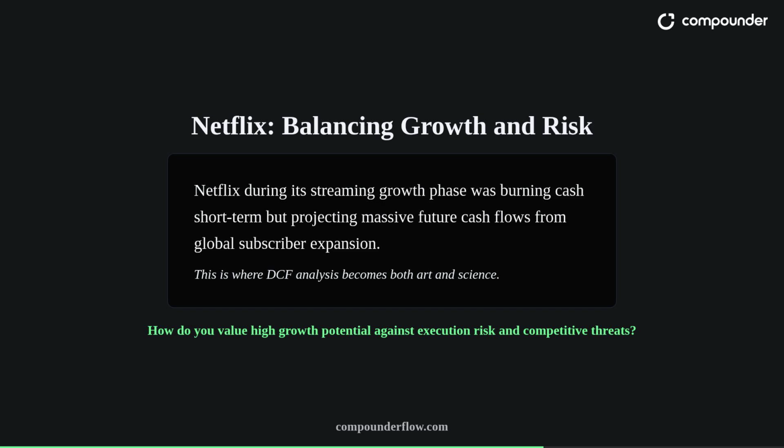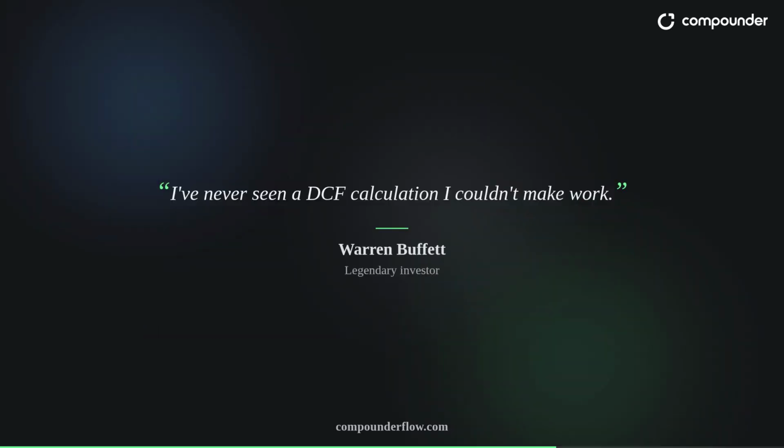Let's consider a practical example. Netflix, in its streaming growth phase, showed how these factors interact. The company was burning cash in the short term, but projecting massive future cash flows from global subscriber growth. Investors using DCF had to balance high growth potential against execution risk and competitive threats.